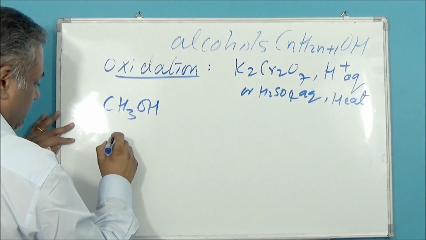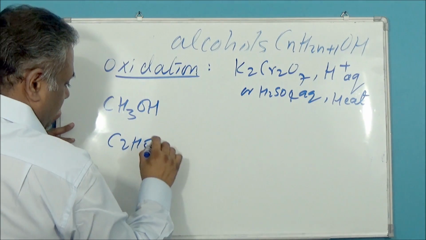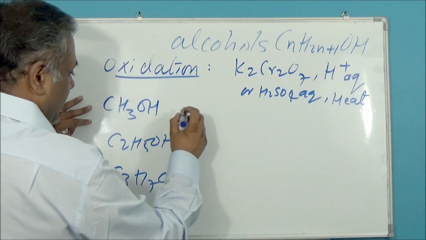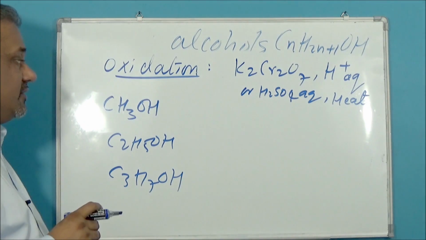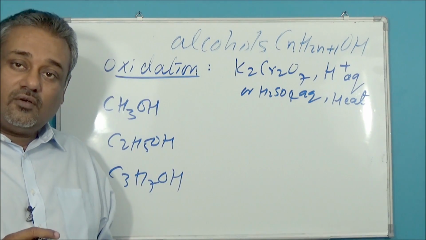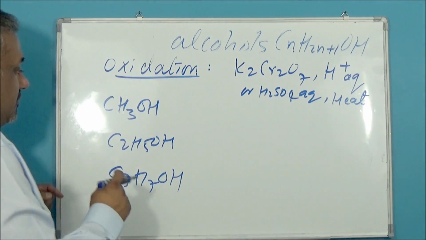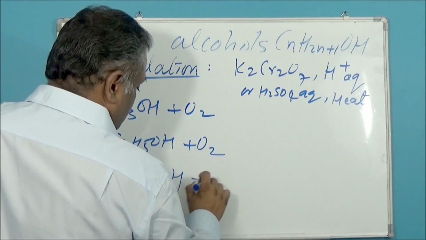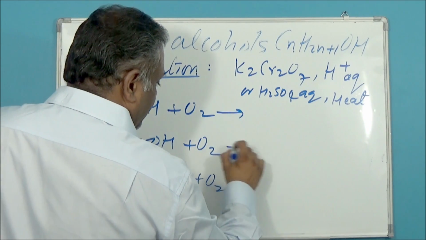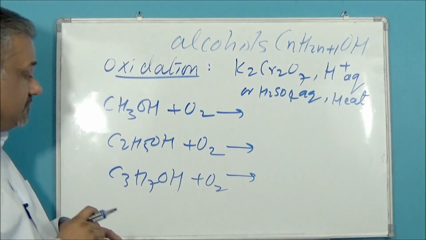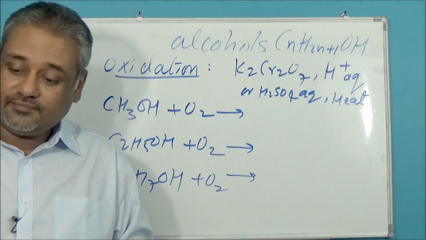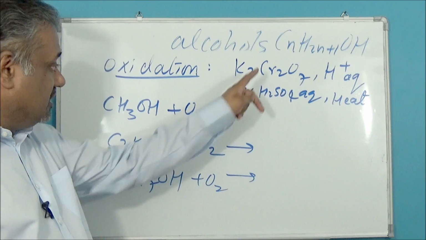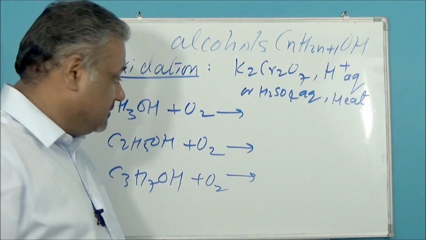CH3OH, or could be C2H5OH, or C3H7OH. So let's have a look at 3 alcohols. What we're trying to do is the oxidation of alcohols. Now remember, when you oxidize alcohols, you write the oxygen there, but it's very tempting for students to misunderstand that this could be a combustion equation. But this is not a combustion equation, it's an oxidation equation because we have an oxidizing agent there.